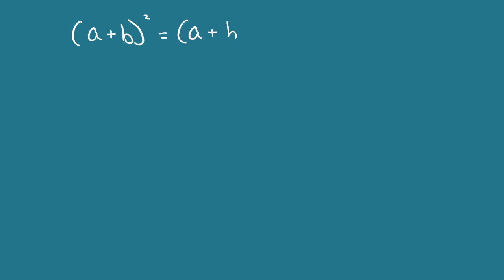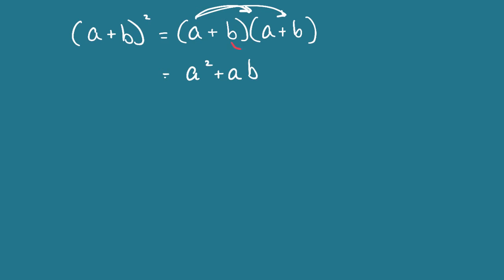So I'm just going to square this thing by hand, and then we'll see what the results should always look like. A squared, a times b, b times a, which is the same as a times b, and then b squared. So we get a squared and b squared, but in the middle, you get ab plus ab, which is 2 of those. Remember, use that multiplier by 2 to get 2 of those middle terms.